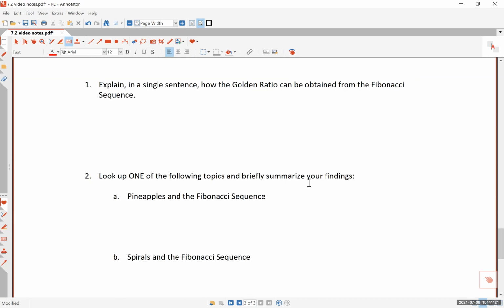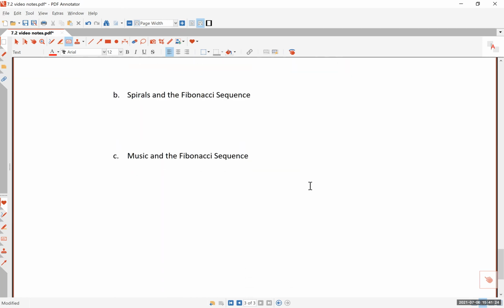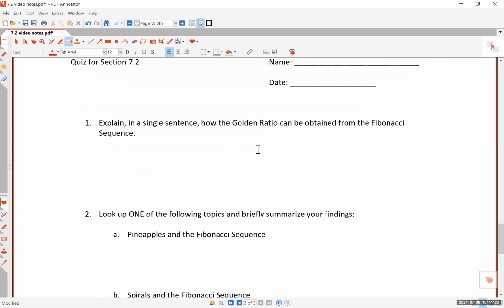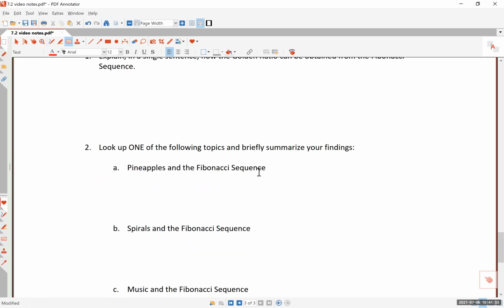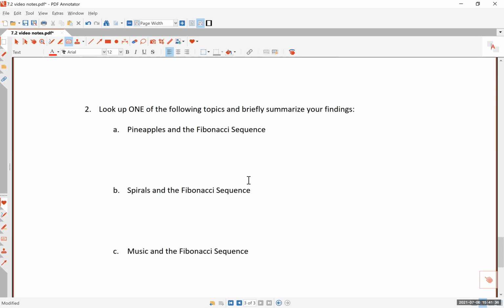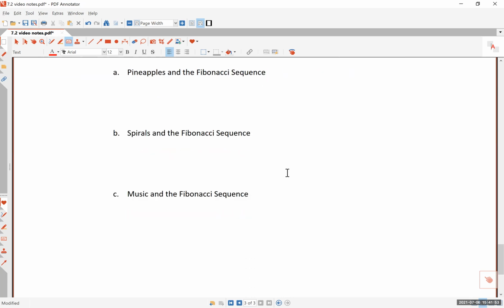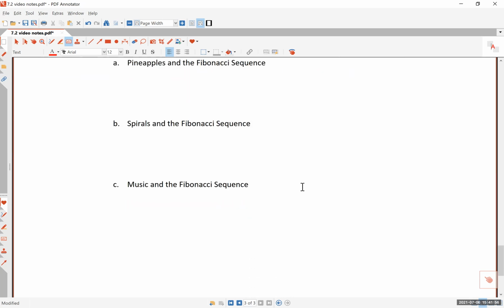Okay, so that's it for section 2 of chapter 7. Your online quiz will ask you to explain the relation between those two, which I just told you about, and then ask you to look up at least one of these topics briefly online, or if you are an old-fashioned researcher, you can go to the library and look at the printed version of Encyclopedia Britannica or something and find these topics, how they are related to each other. Okay, so let's do that.